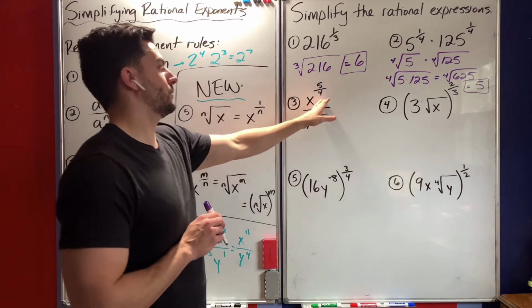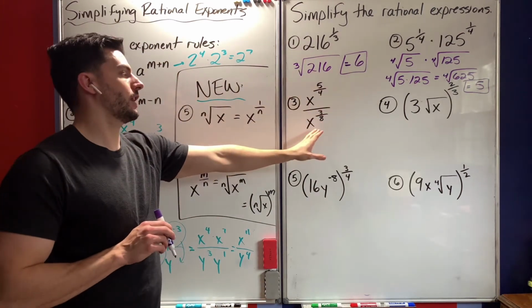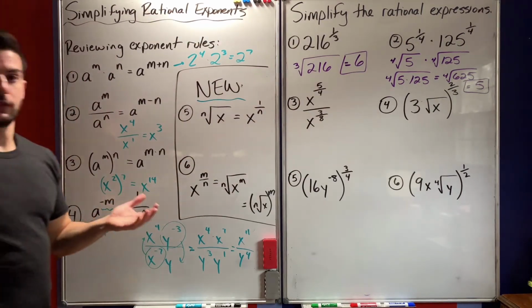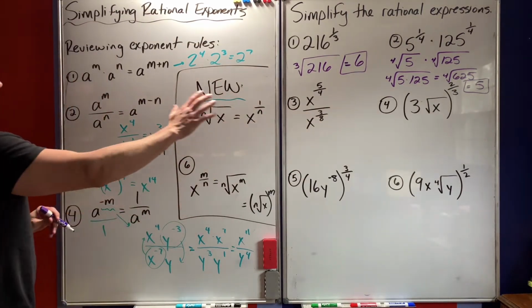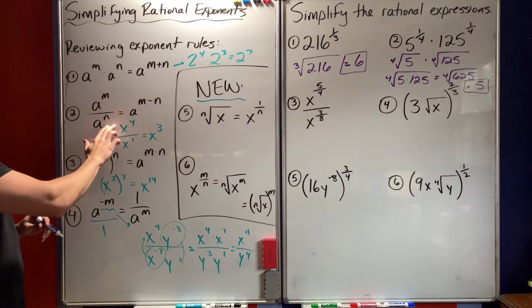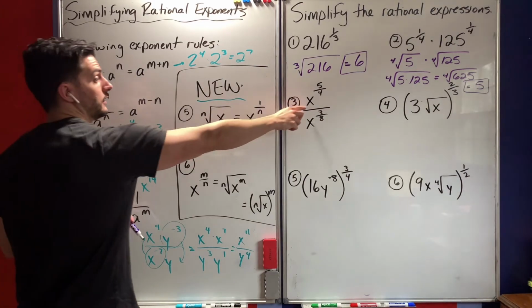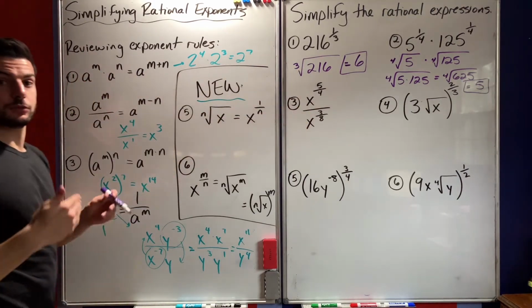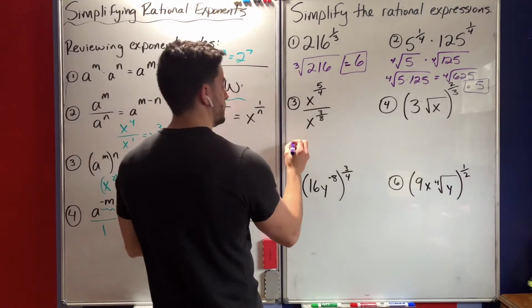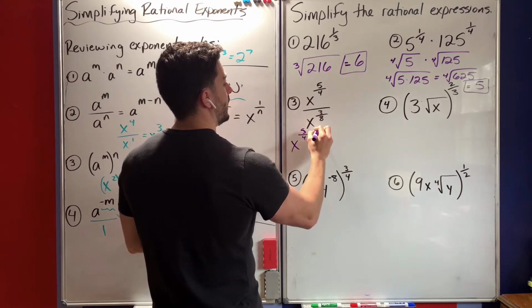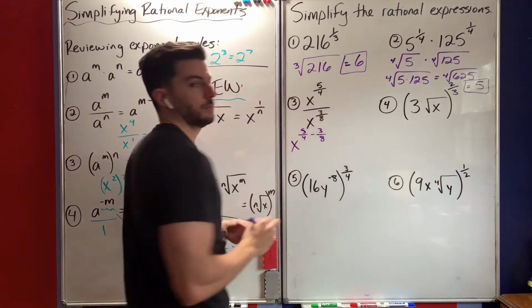So like looking at number 3, x to the 5/4 divided by x to the 3/8, okay? So again, I could convert these to radicals, but what rule am I going to apply? I'm going to apply this number 2, okay? That says these have the same base, they're both x's. And so that means I can subtract their exponents, okay? So this would be saying x to the 5/4 minus 3/8 power.